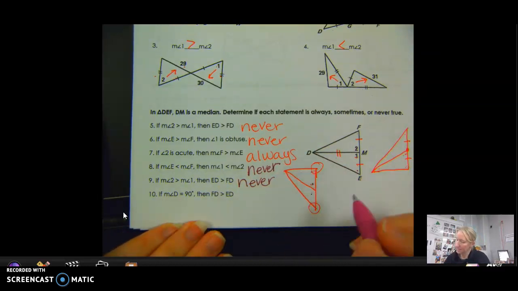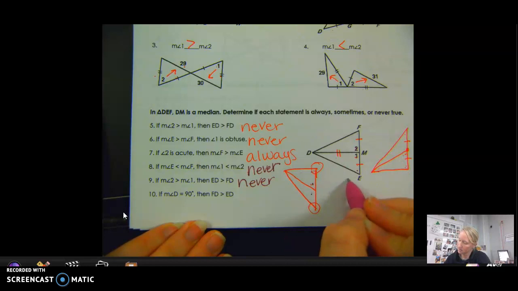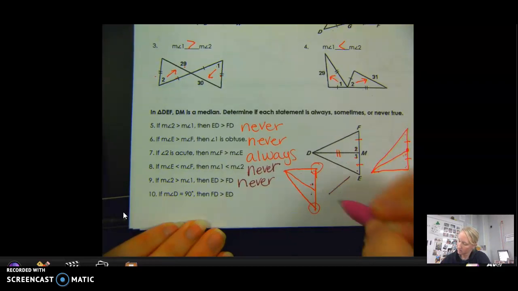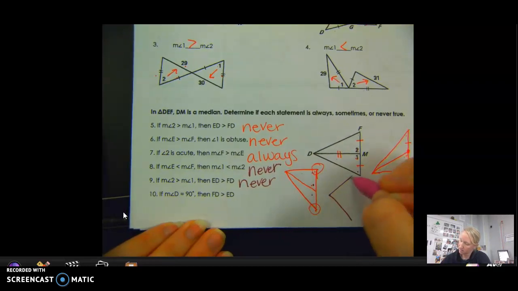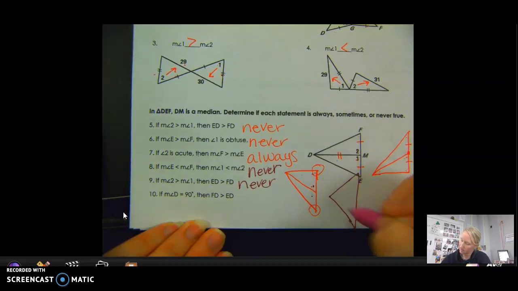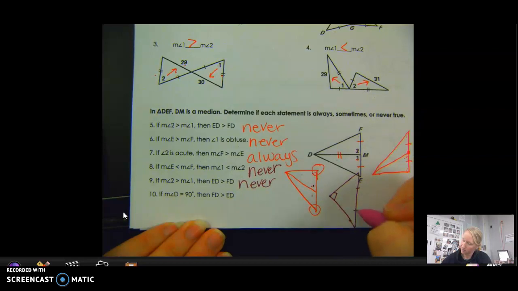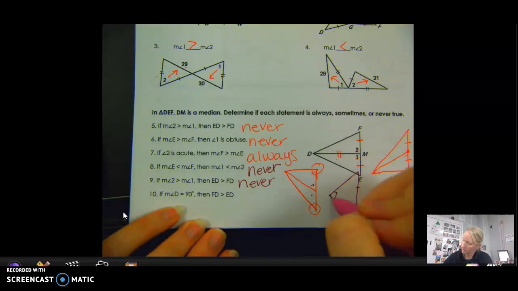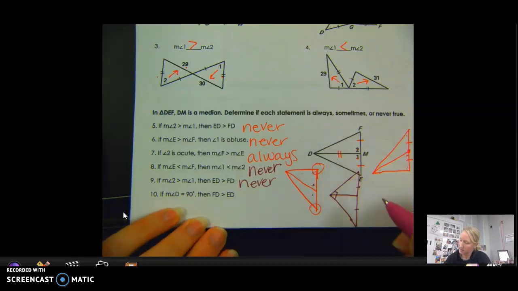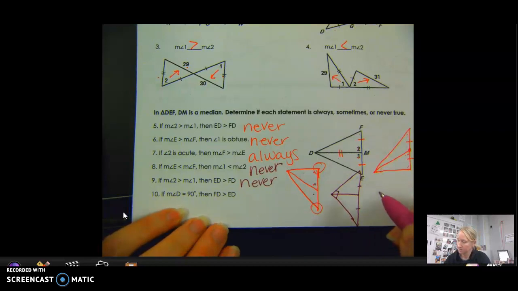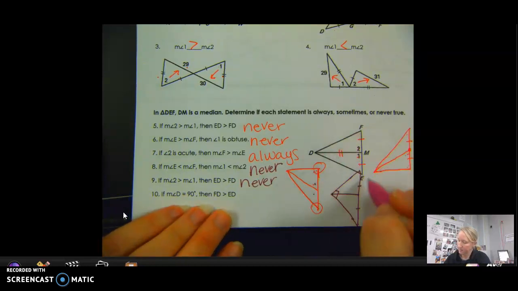Angle D is at 90 degrees. So this is at 90 degrees. Remember, this has to be congruent to this. Then it says F to D is bigger than E to D.